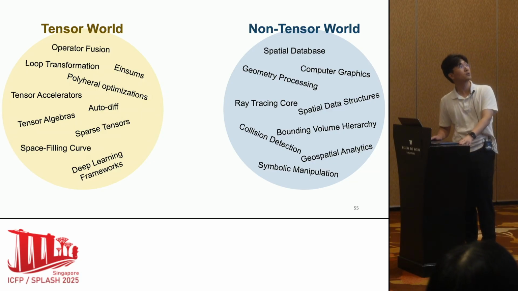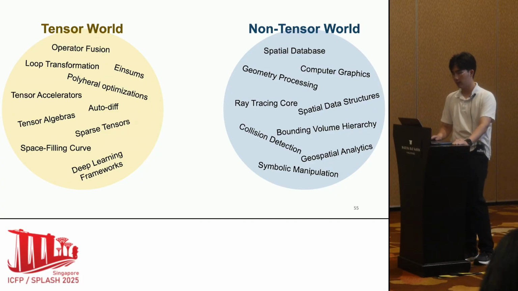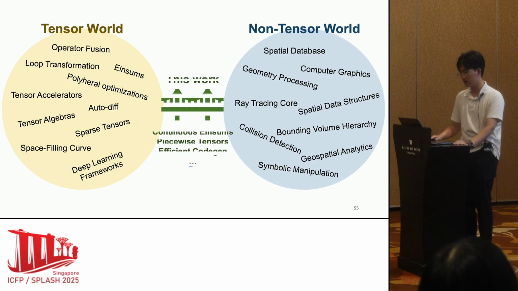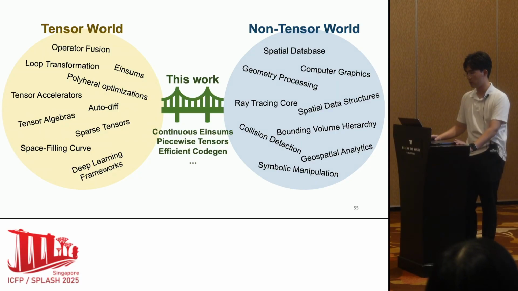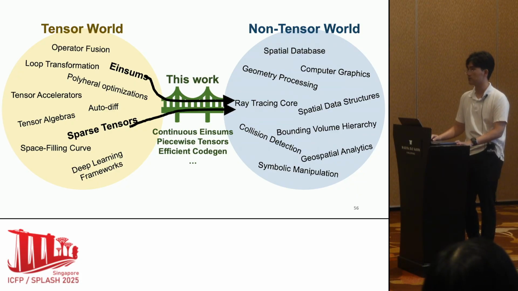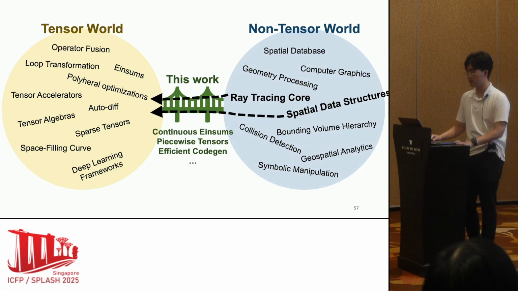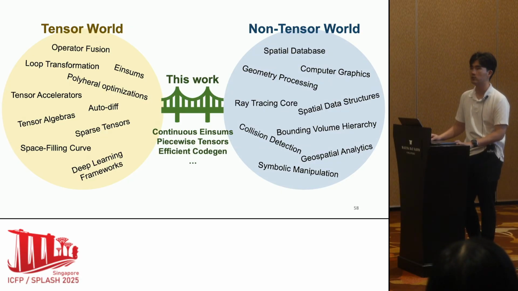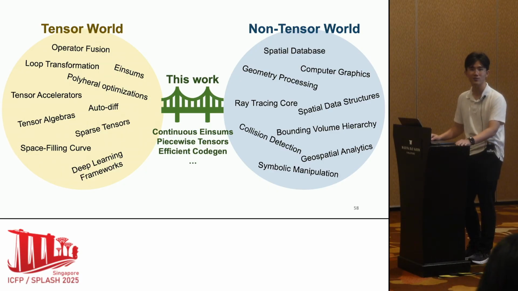I want to conclude with this slide. Tensors and geometry are two worlds that rarely talked to each other previously, but we believe this work can act as a bridge so that even non-tensor world programs can be explained in tensor terms. We introduced einsum concepts and sparse tensor optimization concepts to the non-tensor world. And we believe the other direction can also be a very interesting future work: can we leverage ray tracing cores in modern GPUs or spatial data structures like bounding volume hierarchies for tensor computations? I hope you enjoyed the talk and I'm happy to take any questions.